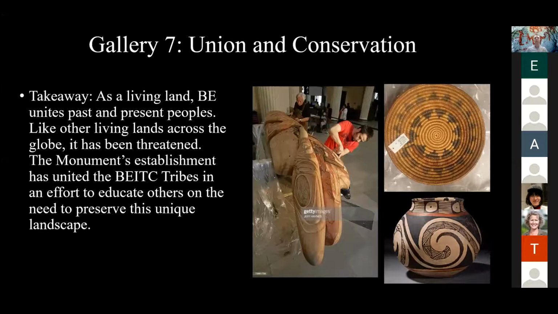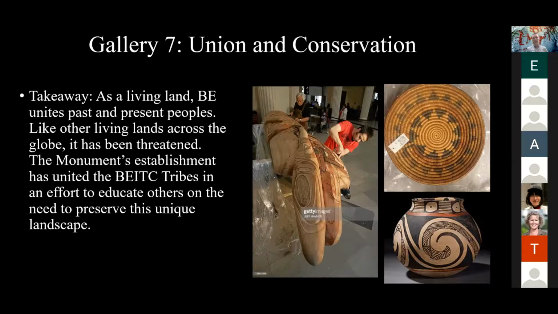And just tying this up in our last gallery, Union and Conversation, this will be our final message: that Bears Ears is a living land, that it unites past and present people, and that like other living lands across the globe, it is threatened, and its preservation and conservation is vitally important. So this can be communicated also through iconography, like in the lower right-hand corner, where we have these interlocking swirls. These refer to meeting places between people and so forth. Or a Navajo wedding basket in the upper right-hand corner here, this idea of union, of coming together of clans or families or people with the lands or so forth.